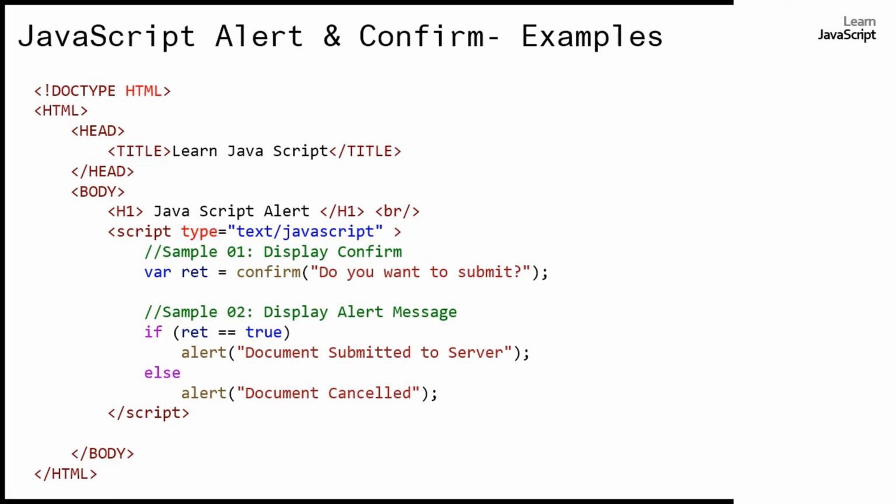So if it is true, user clicked OK to that confirm message, which we displayed previously in the snippet one. Now here the second example comes into picture. Here we are using the alert. So the alert won't present this message with a double button. There will be only one button. So it's just alerting the user with something. For the previous question, do you want to submit? If they clicked OK, that will return true. And when it is returned true, we are displaying an alert message that states document submitted to server. Otherwise, we say document cancelled. Why? Because in the previous confirm message, user clicked cancel.